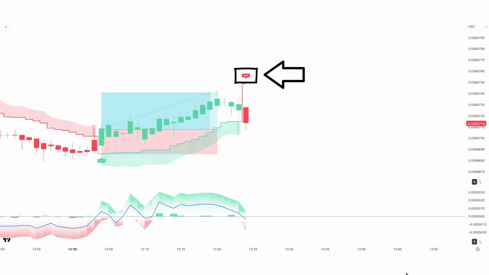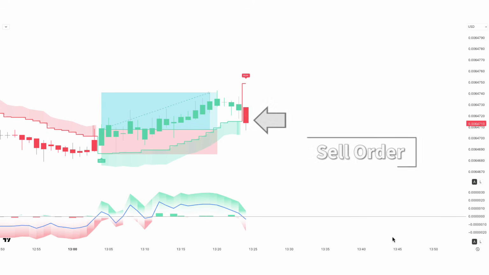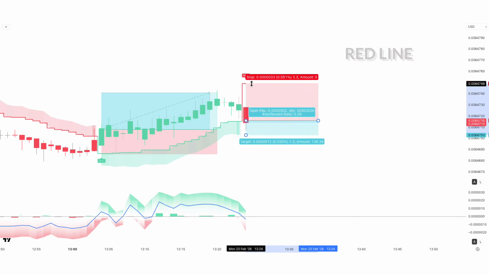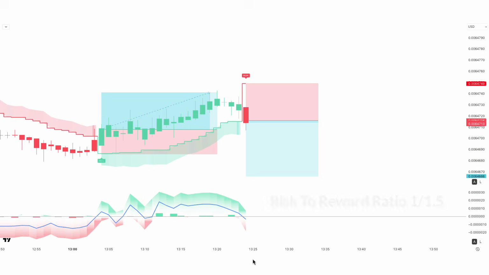When the premium price action arrow of this indicator is a sell signal, when the blue line of AL Supertrend is below the zero line, and when the market forms a bearish candle, if this condition is fulfilled, then we will place a sell order. Our stop loss is to be placed at the red line, and the risk to reward ratio will be 1:1.5.